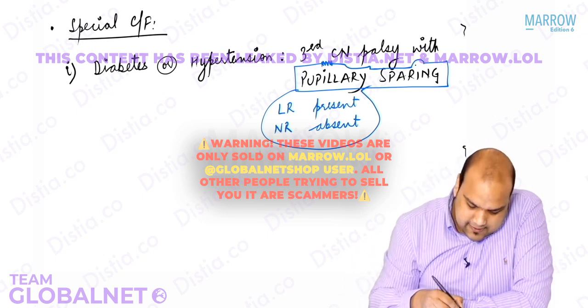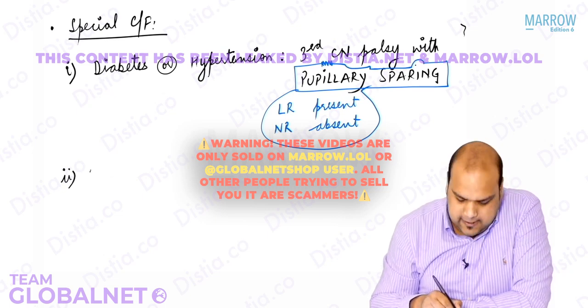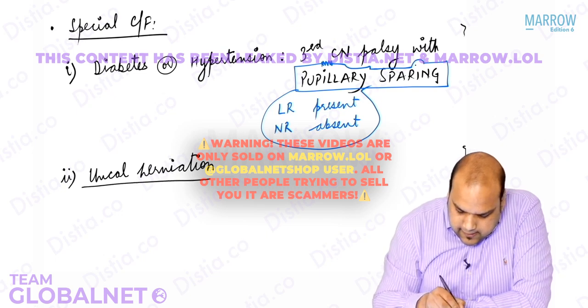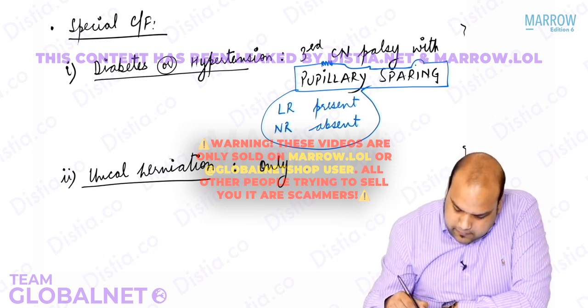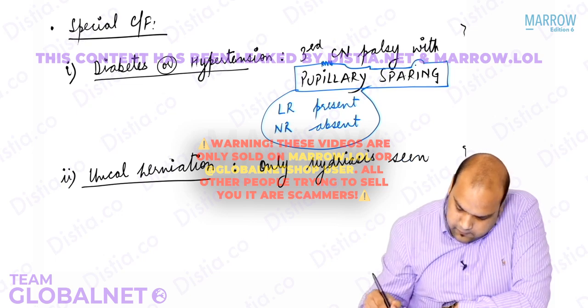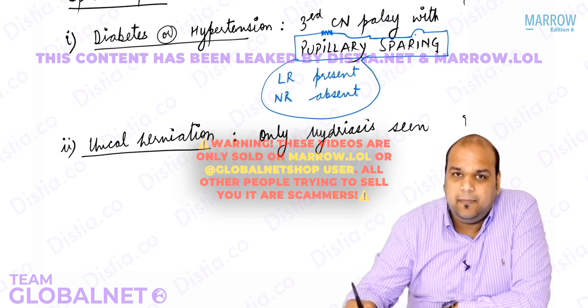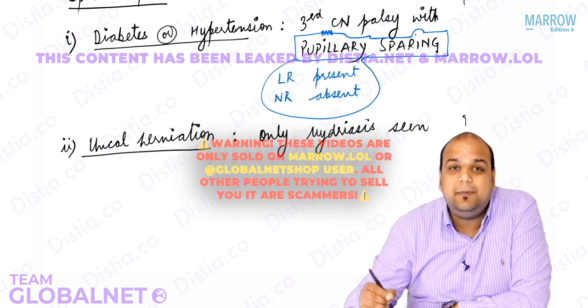Okay? Secondly, if it is a case of uncal herniation, then the case presents with only mydriasis. Only mydriasis is seen. Okay? That means only the sphincter pupillae will be paralyzed, all the other muscles will be left.